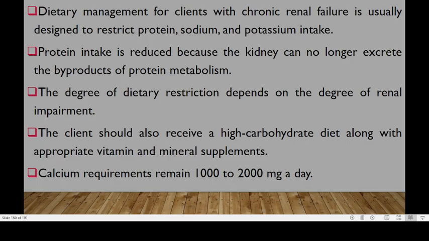Protein intake is reduced because the kidney can no longer excrete the byproducts of protein metabolism. The degree of dietary restriction depends on the degree of renal impairment. The client should also receive a higher carbohydrate diet along with appropriate vitamin and mineral supplements. Calcium requirements remain 1000 to 2000 milligrams per day.